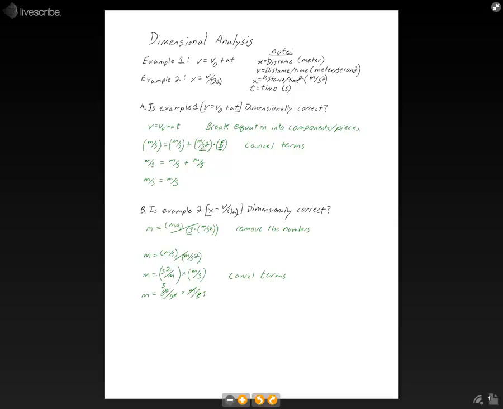And so at the end, you're left with meters is equal to seconds, or distance equals time, which is not true. Therefore, this equation is dimensionally incorrect.